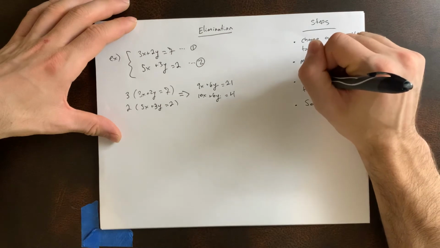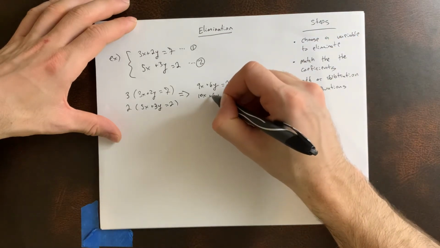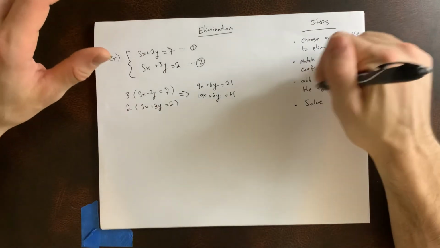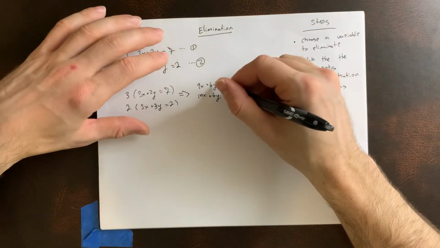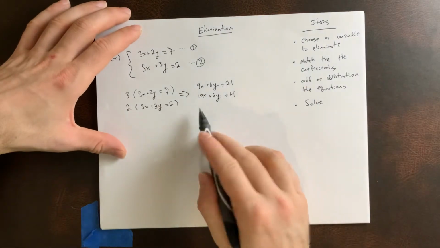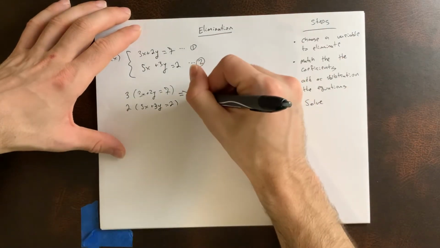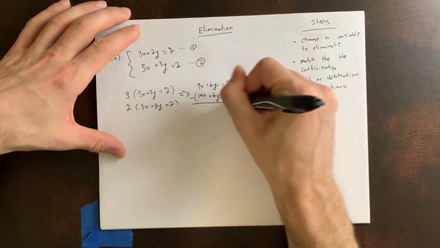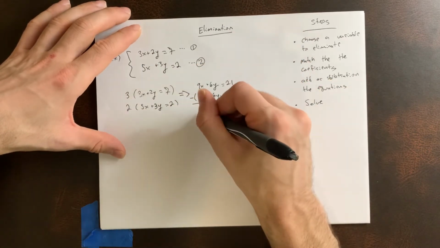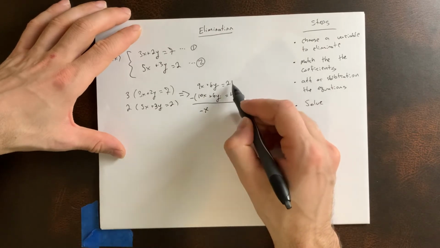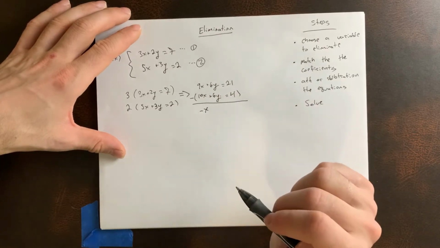The only time we'd want to choose add is, say, if this was a minus 6y, then if we added the two, the y would go away. So we want to choose the add or subtract just to make these variables go away. In this situation, again, we want to subtract because we have a 6y here and a 6y here. So if we subtract these two equations, we get 9 minus 10, which is minus x, 6y minus 6y, which is 0, and 21 minus 4, which is 17.